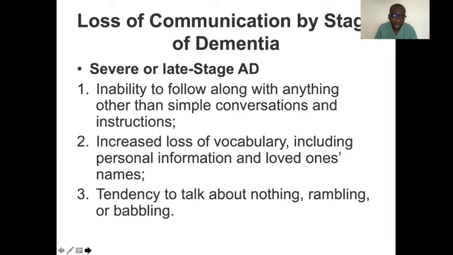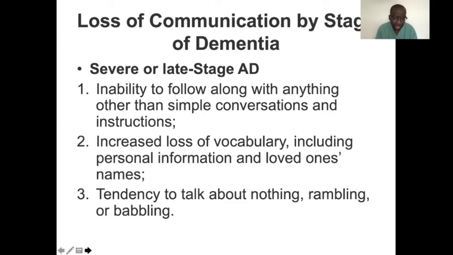When we get to the late stages of Alzheimer's disease, patients are now unable to follow along with anything other than very simple conversations and instructions. They really do lose their vocabulary, including personal information. They might forget the names of their loved ones. They might even fail to recognize their loved ones.